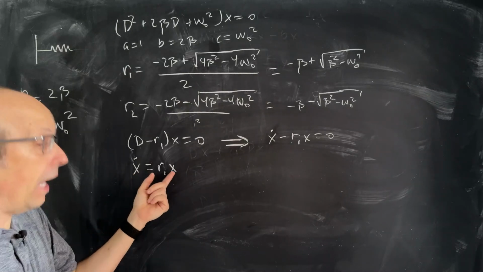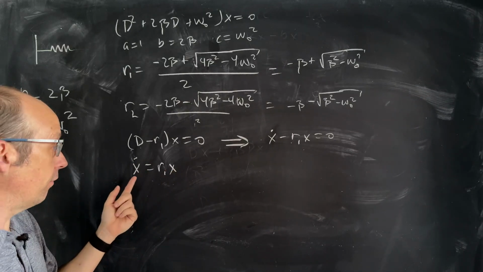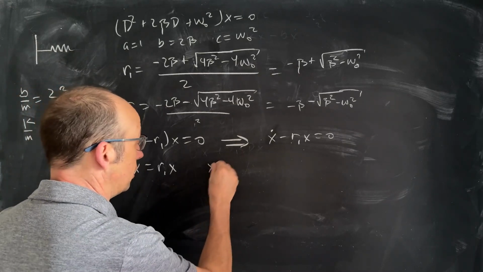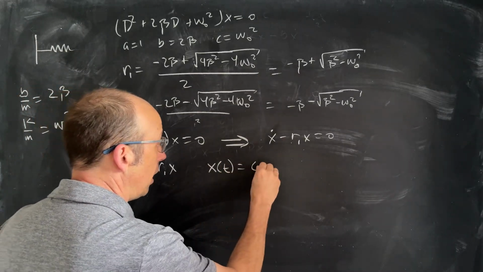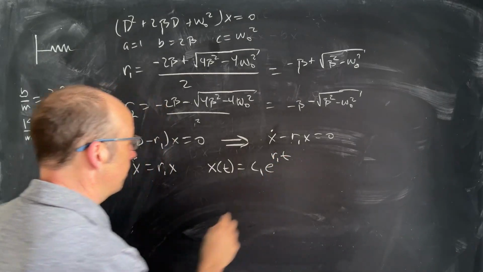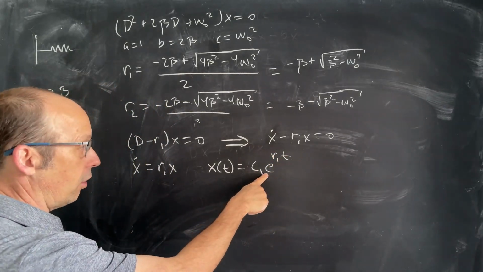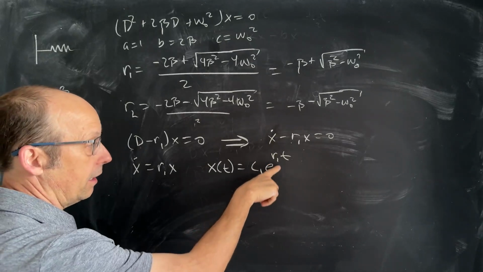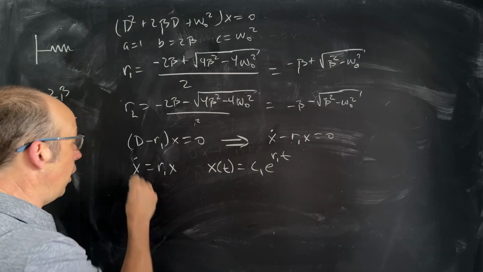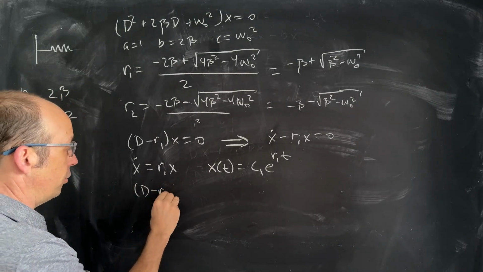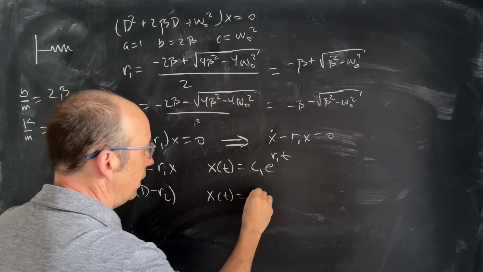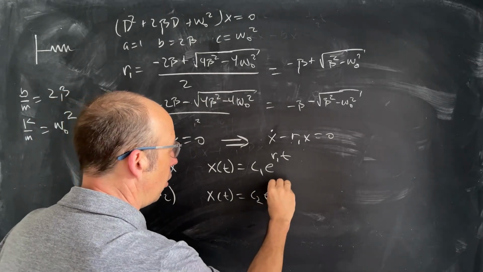What function of x can I take the derivative of and get the same thing back with a constant? Well, the solution to that would be x as a function of time would be some constant c1 e to the R1 t. Right? Because if I take the derivative of this, I get R1 times c1 e to the R1 t, which is x. So that's my solution. Now, if I go over here and do D minus R2, I'm going to get the same thing, except x as a function of t is c2 e to the R2 t.